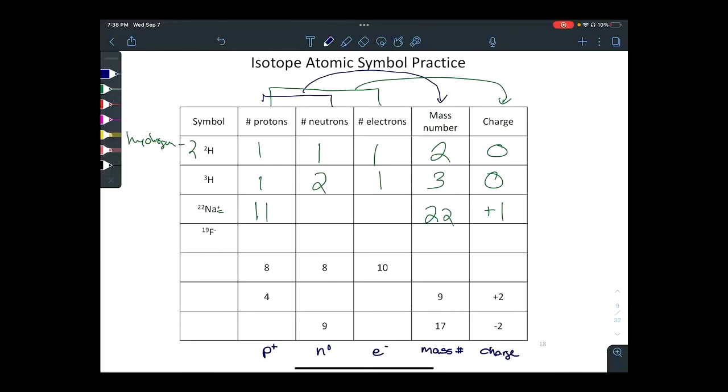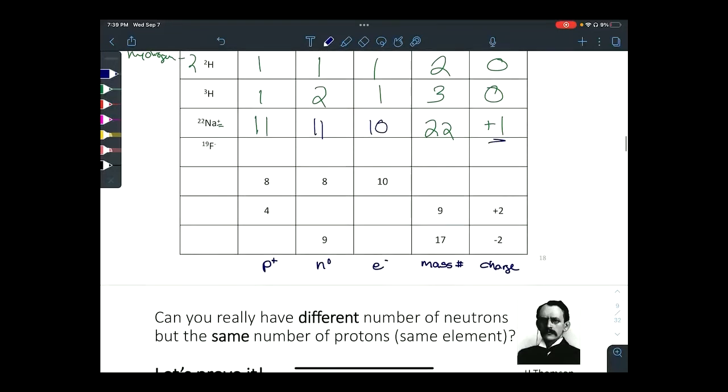How many neutrons are present? 11, because they have to add up to 22. What about the number of electrons? 10, because 11 minus 10 will equal +1. So I like to think, oh, there needs to be one more proton present in order for the charge to be +1. Let's skip to the end here and see if we can do this last one.